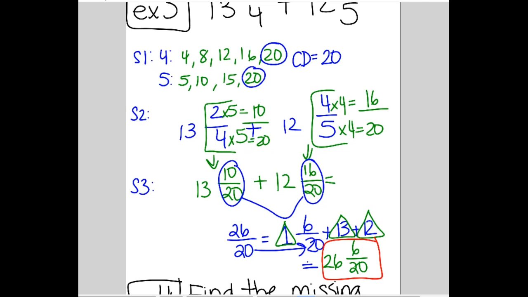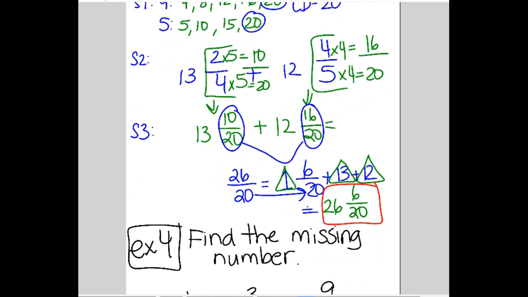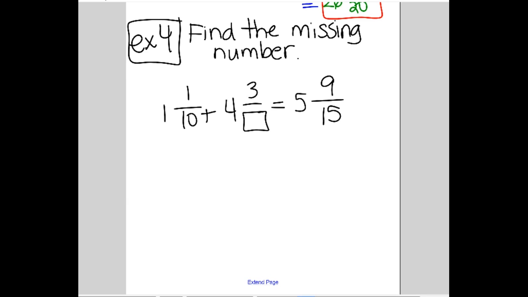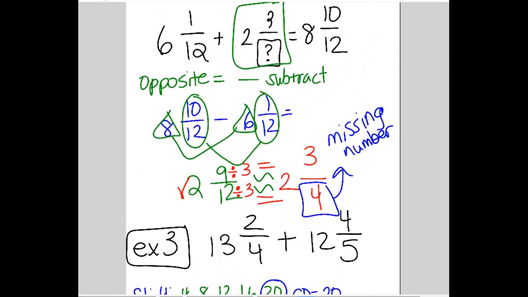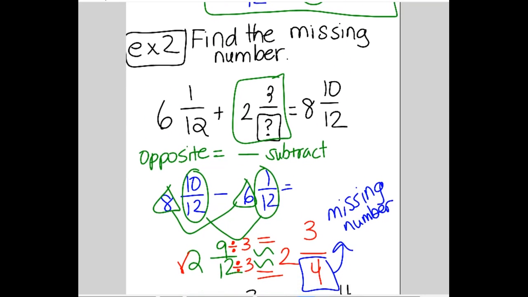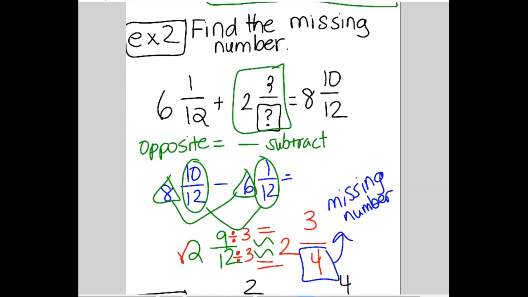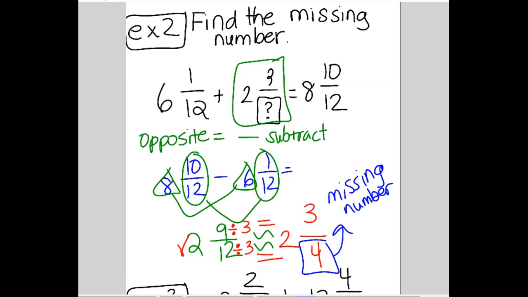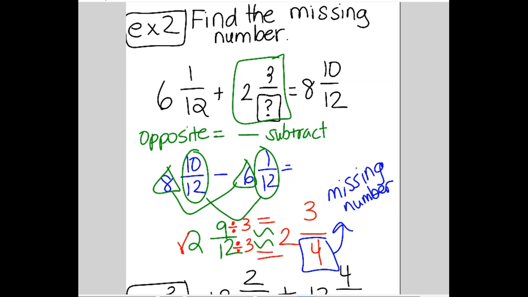All right, let's do our last problem. Here's another one. Find the missing number. All right, let's go back really quick to what we did the first time. Let's see what we did. Okay, I see that I did the opposite, which was subtract, and then whatever I did, I wanted to make it look like what was missing.